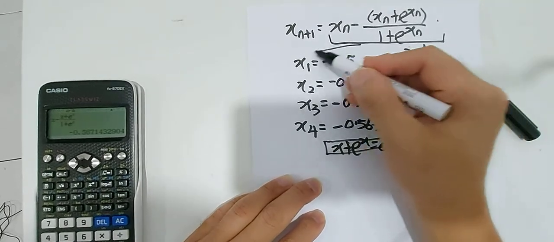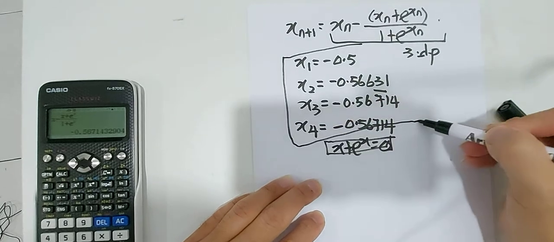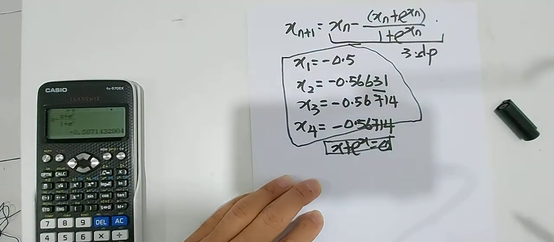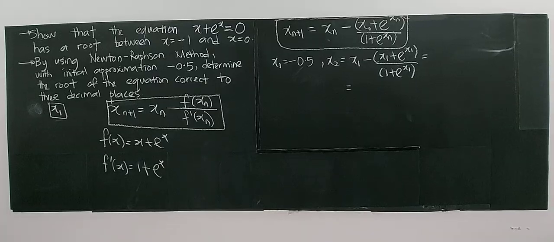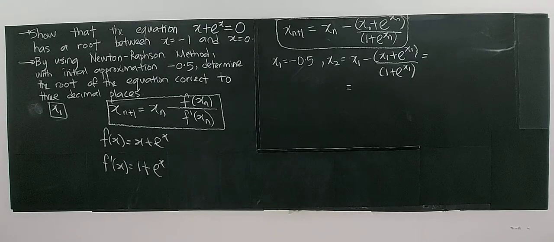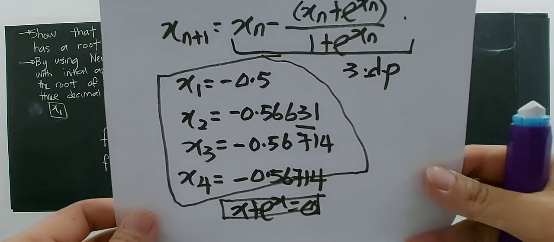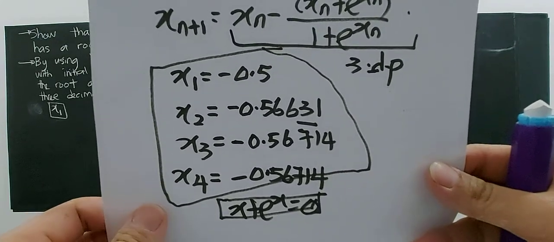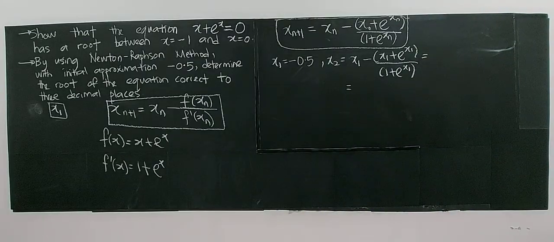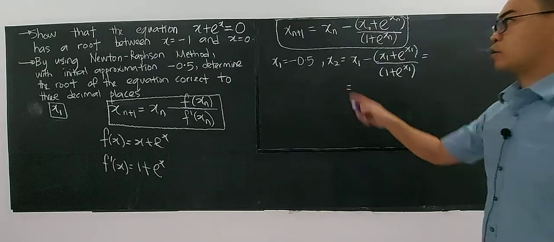So why do I need these values? I'm going to show you now why I need all these values here. All right, okay, let's continue. Now I have already listed down all the values from the calculator. So now I can show how I use the Newton-Raphson method in finding the root of this equation.